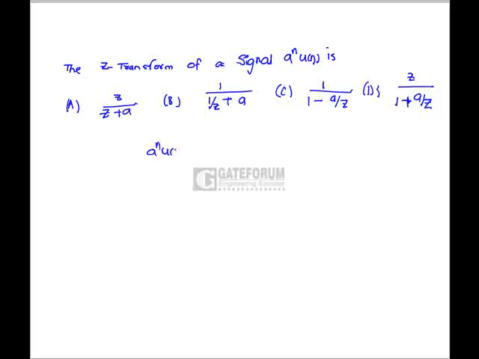The Z transform of a signal a power n u of n: if we apply the Z transform, we will get z by z minus a, which is nothing but 1 by 1 minus a z inverse, so option C is correct.